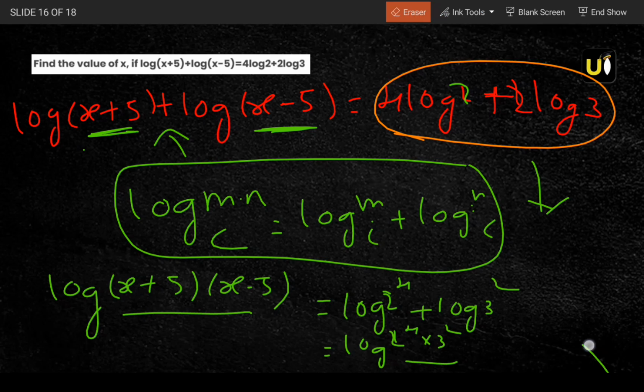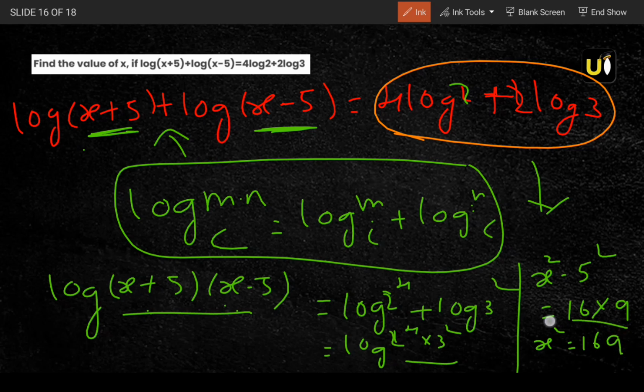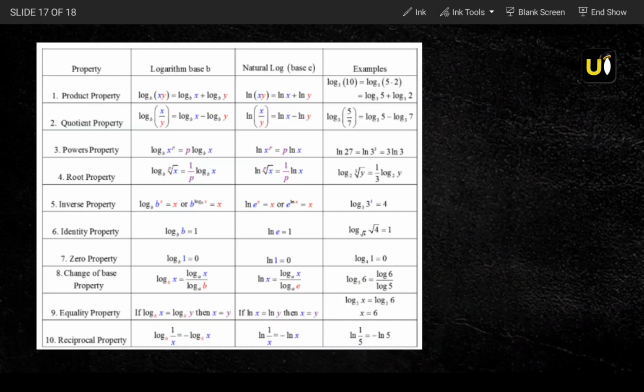That means, see, x square minus 5 square. See, (a plus b) into (a minus b) is a square minus b square. So x square minus 5 square is equal to 2 power 4, which is 16, into 9, that is 144. x square is 144 plus 25, that is 169. So from this we can solve. The x will be 13. Okay, I think x will be 13. We should not consider minus 13 because this must always be greater than 0.